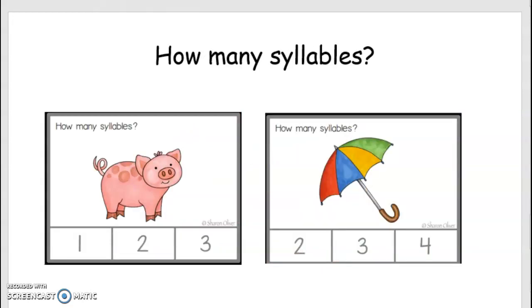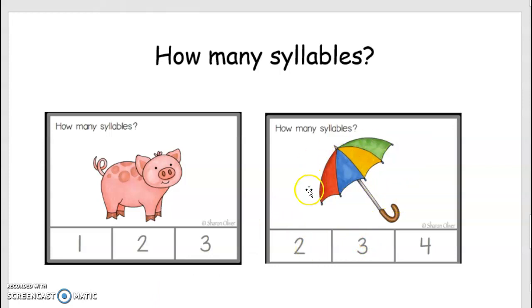Now, how many syllables are in the word pig? Let's say it. Pig. Clap it. Pig. How many times did you clap? One time. Therefore, there's only one syllable in the word pig.